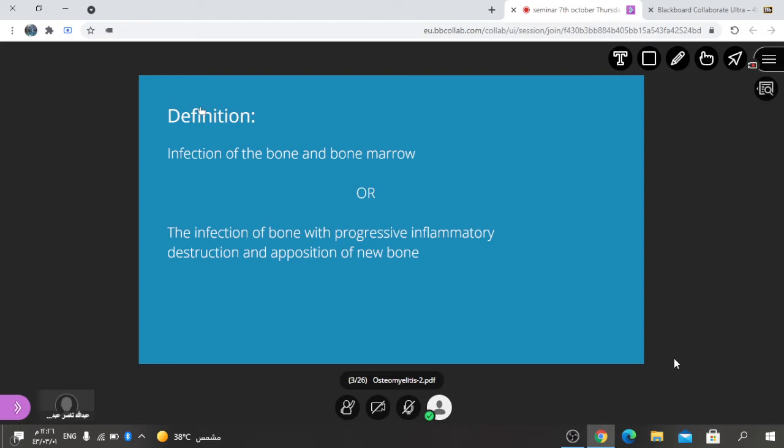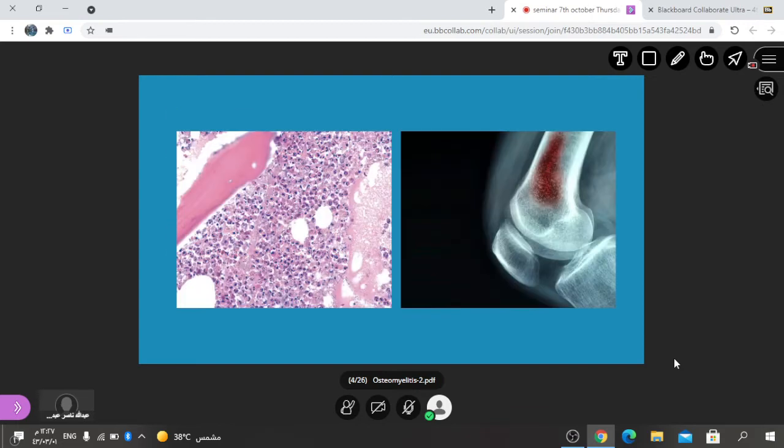When we start to talk about osteomyelitis, we will start with the definition. There are a lot of definitions actually, and it's a broad term that explains that it's the infection of the bone and bone marrow, or in some other references, it's stated as the infection of bone with progressive inflammatory destruction and apposition of new bone. So there is inflammation and reconstruction of bone.